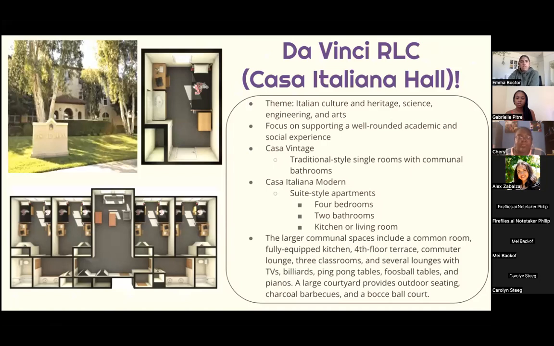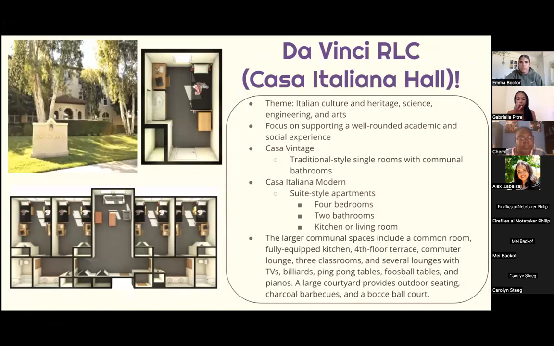The theme of Casa is Italian culture and heritage, science, engineering, and arts. And Casa focuses on supporting a well-rounded academic and social experience. So basically, it's kind of split into 2 parts. The first part is Casa Vintage, which is traditional style single rooms with communal bathrooms. And then Casa Italiana Modern, which is suite style apartments, which is basically 4 bedrooms that are each doubles, 2 bathrooms, and then a kitchen or living room all within your own room.